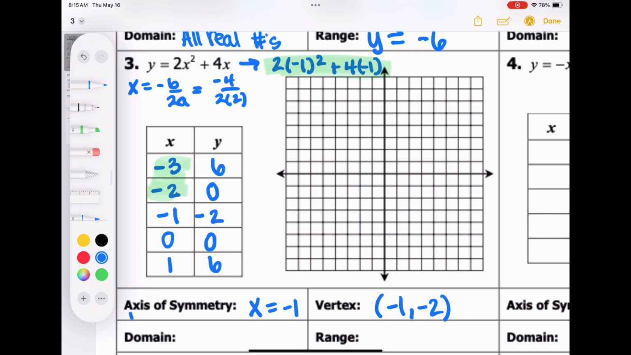So now that I have my points, let's go ahead and graph them: negative 3, 6; negative 2, 0; negative 1, negative 2; 0, 0; and 1, 6. So there's my quadratic. Now I'm going to find the domain, which will be all real numbers. And then I'm going to find the range, which is the y value of my vertex, negative 2, and then greater than or equal to because it's facing up.